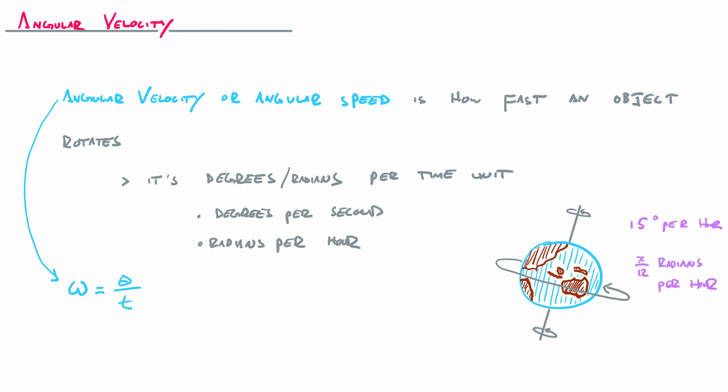Okay, the formula for this is omega. So that W looking thing, that's the Greek letter omega. Omega is equal to theta, which is your degree or radian measurement, divided by time. Now, what we're going to find soon is that typically when we're working with angular velocity, we're going to use it to find a tangential velocity. And so theta should really be put into radians, but there are times when describing angular velocity in degrees per some time unit is a little bit more intuitive for people to understand.